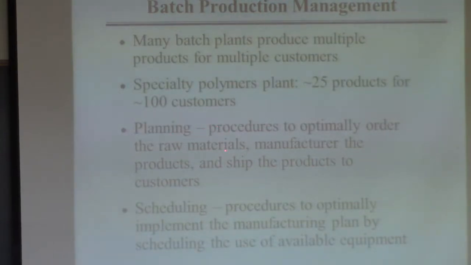Let's say you make polyethylene. Then you don't have one plant that makes polyethylene. You have a lot of plants that typically make it, or several plants, and you have customers all over the world. So you have to schedule which plant's going to make which product, for what time, for how long. And you want to do this at minimal cost, obviously, right?